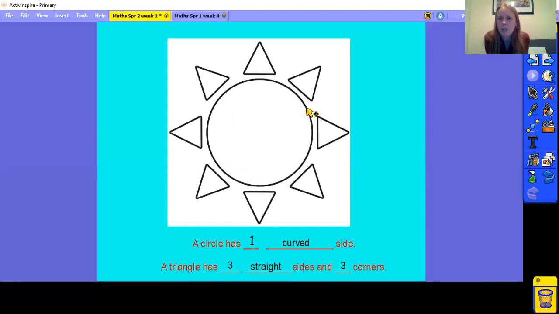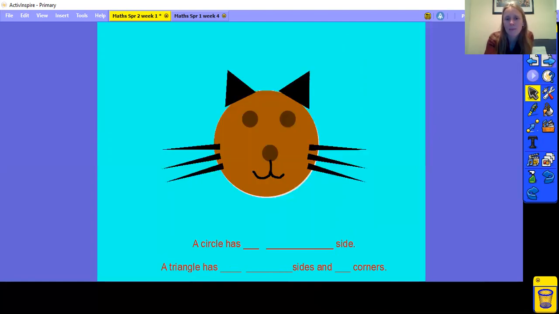Let's see if we can find a triangle. Oh, this looks like a triangle at the top. It has 1, 2, 3 straight sides, 1, 2, 3 corners. Here is a triangle. And look, here is a triangle too because it looks the same. And another and another. There are triangles all the way around our circle. Well done if you spotted them.